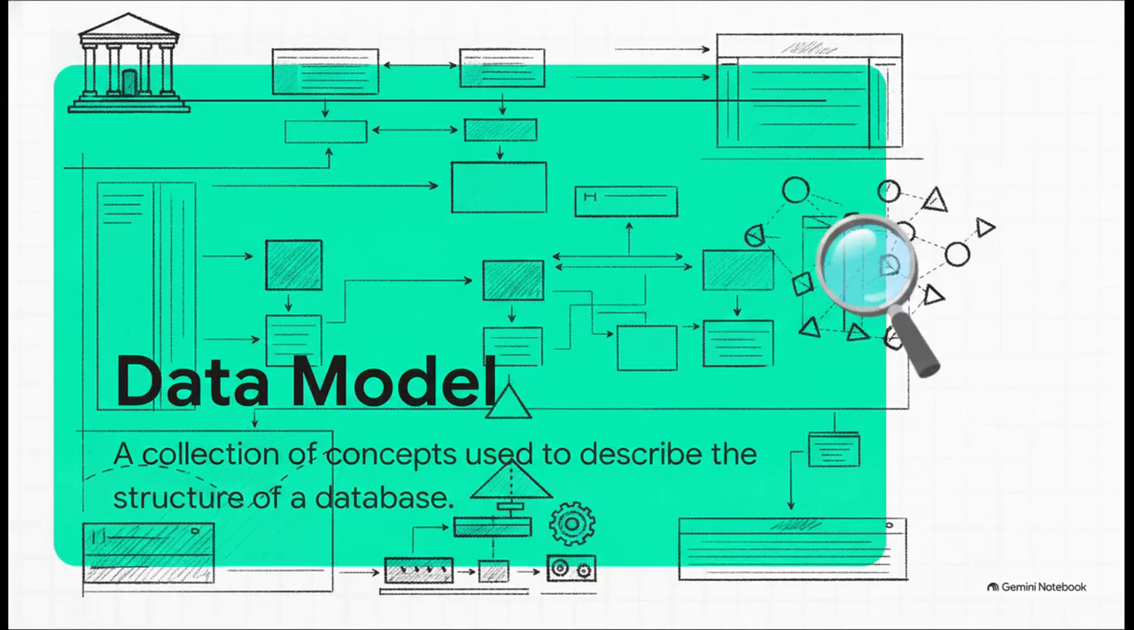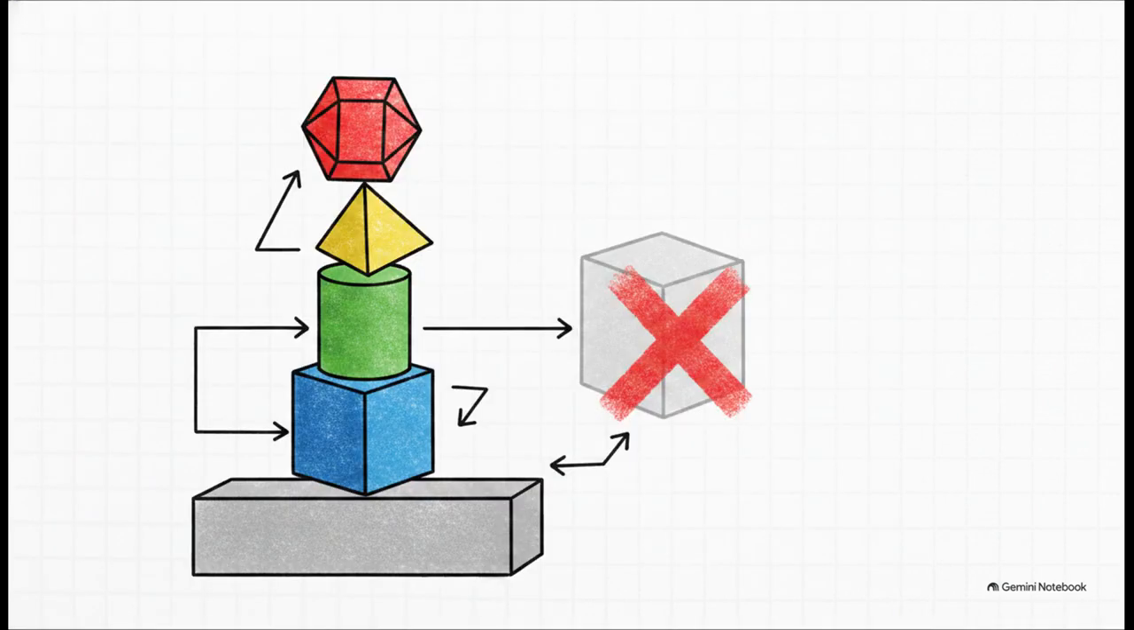So before you can even think about storing a single byte of information, you need a master plan, right? And a data model is exactly that. It's a collection of concepts used to describe the actual structure of a database, the relationships among the data, and the specific constraints placed on that data. You can kind of think of it like the architectural style of a new building. You have to set the ground rules and figure out where the load-bearing walls are going to go before a single brick is laid.